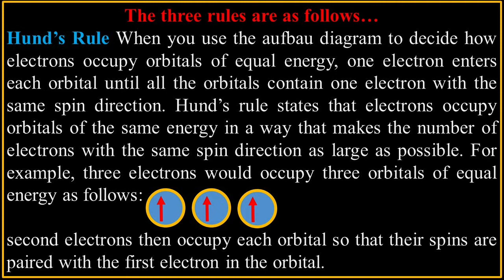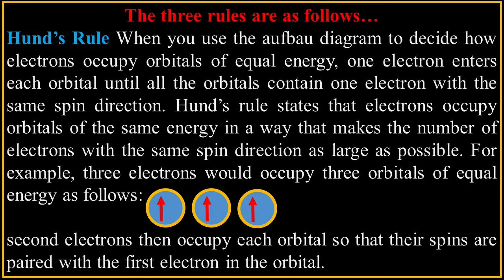When you use the Aufbau diagram to decide how electrons occupy orbitals of equal energy, one electron enters each orbital until all the orbitals contain one electron with the same spin direction. Hund's rule states that electrons occupy orbitals of the same energy in a way that makes the number of electrons with the same spin direction as large as possible. For example, three electrons would occupy three orbitals of equal energy as follows. That would, for instance, be the p suborbital.